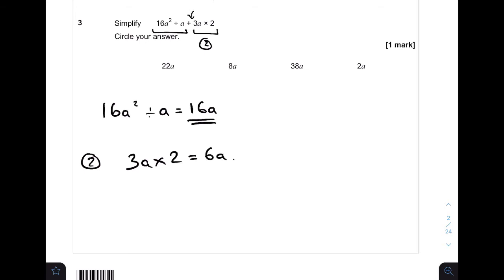So then using BODMAS, the next part is addition. So we have the two pieces here. What we can do is we can just now use that. So 16a plus 6a equals 22a. And your answer is 22a.